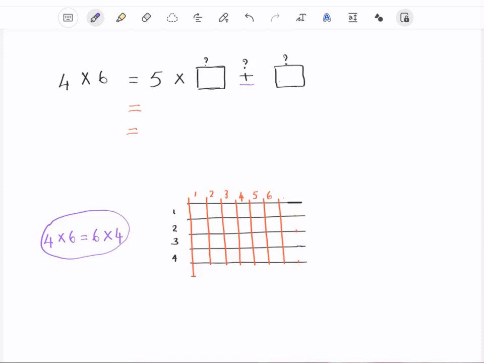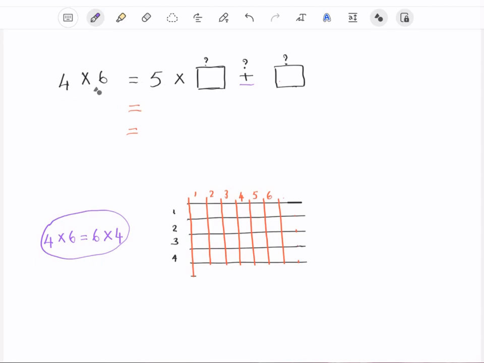In this lesson, we try to find out how much is 4 times 6 using the 5 times table. Now, we have done a couple of things like this before.